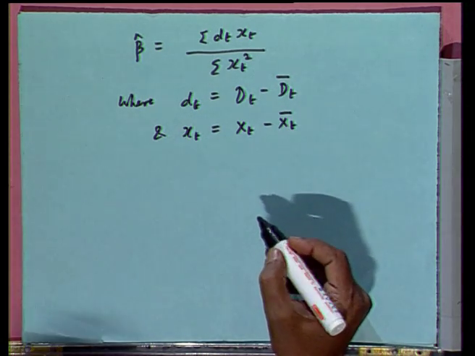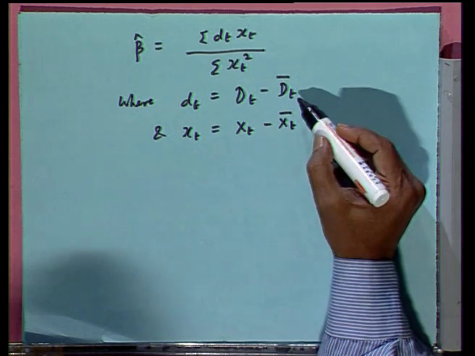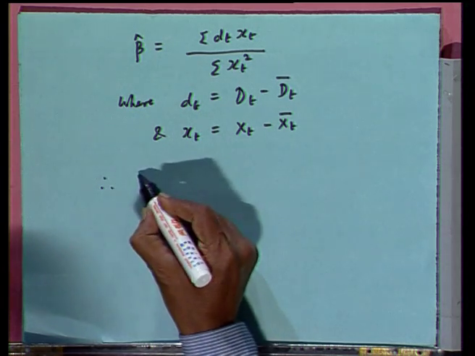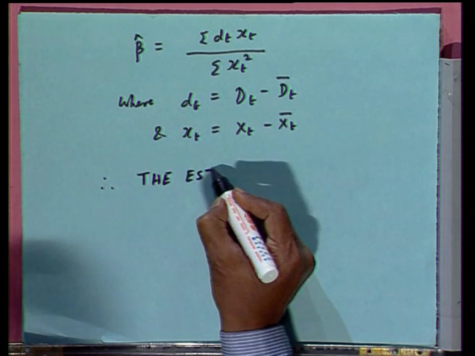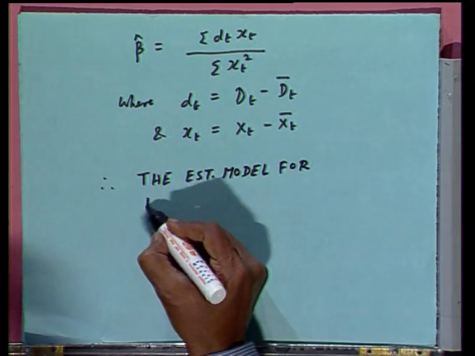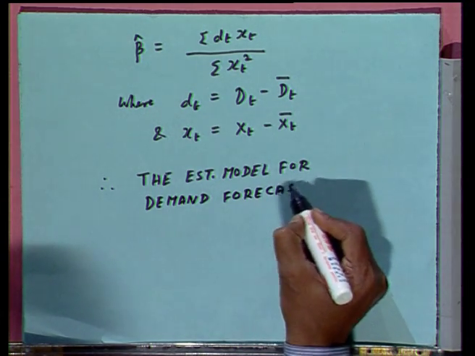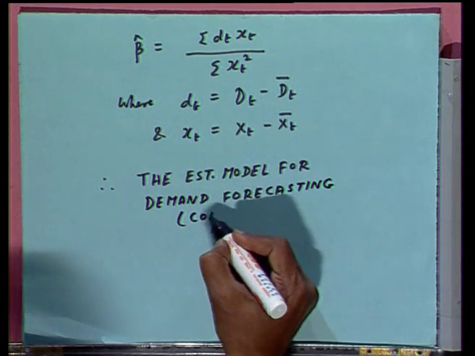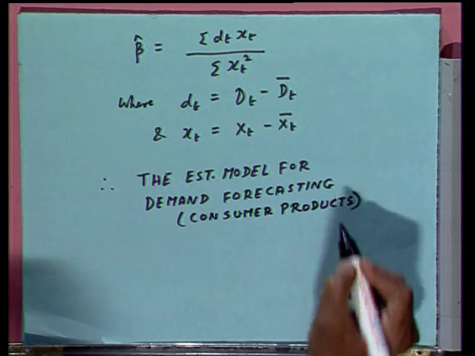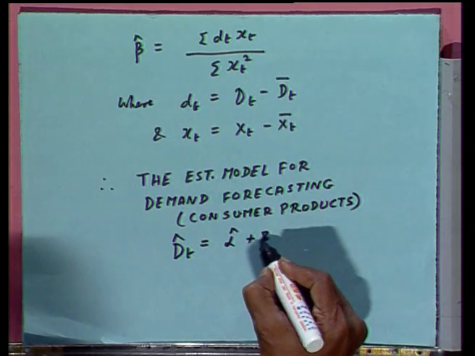So the first step is using the past data, we estimate the values for dt bar and xt bar. And after estimating the values for dt bar and xt bar, we substitute in these two equations and get the values for alpha and beta. Therefore, the estimated model for demand forecasting, mind you, this is for consumer products, is given by dt hat = alpha hat + beta hat xt.